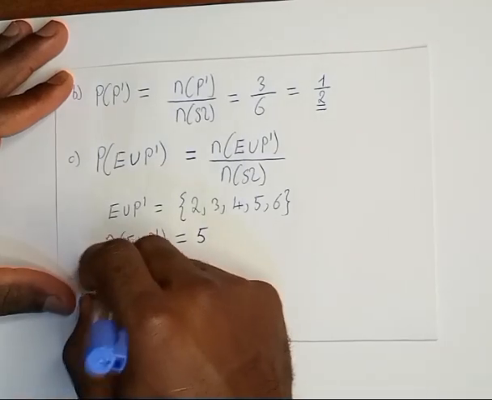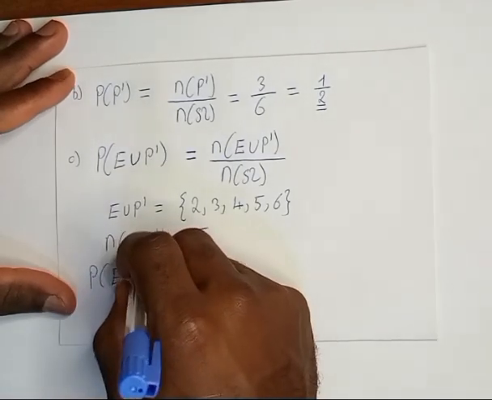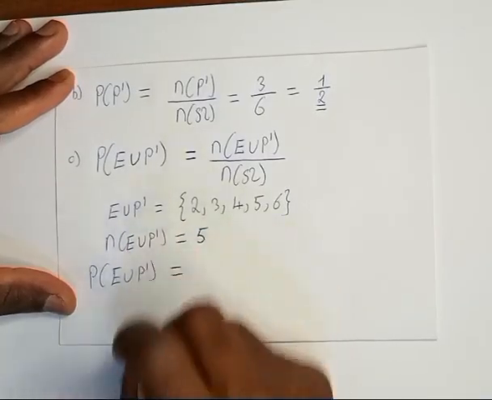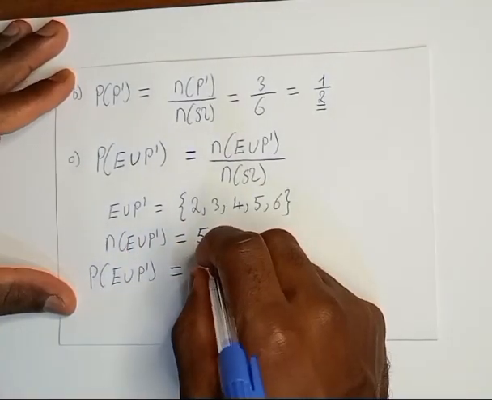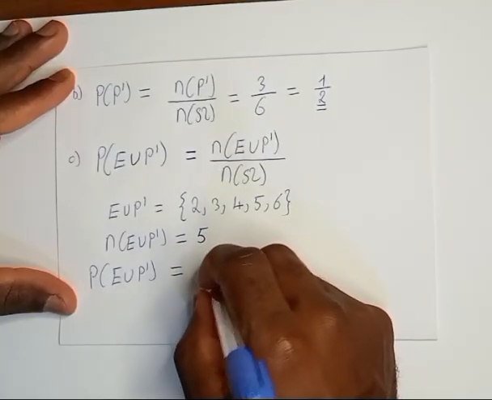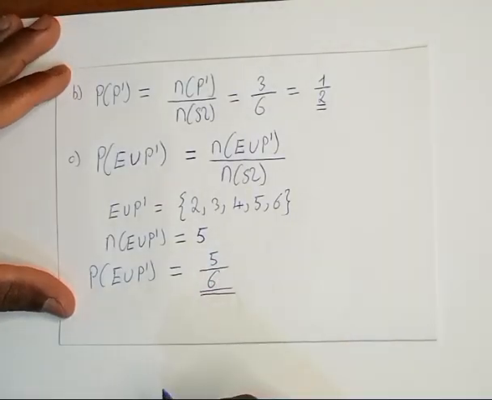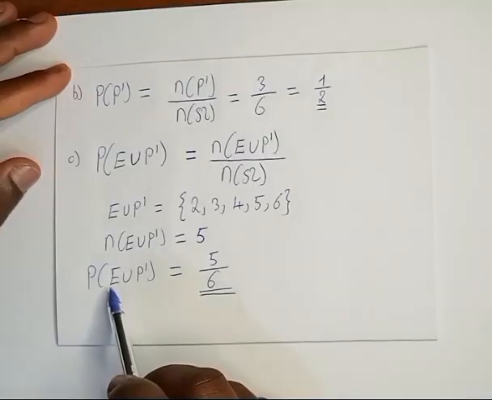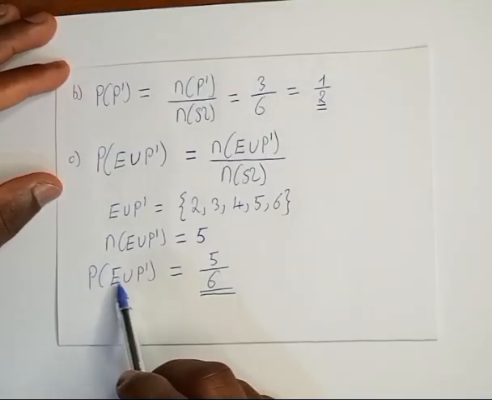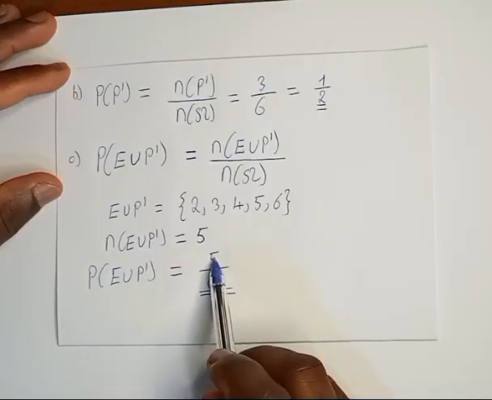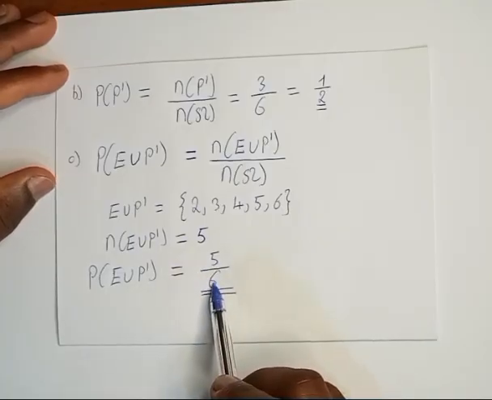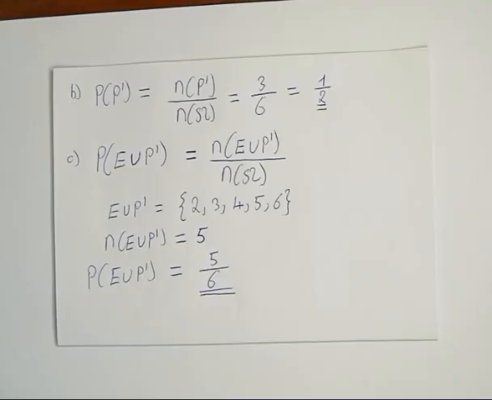It simply means P of E union P prime will be equal to 5 divided by 6. 5 over 6 cannot be further simplified. Therefore, the probability of getting an even number or a prime number is simply 5 over 6. We are done with the solution of this question.